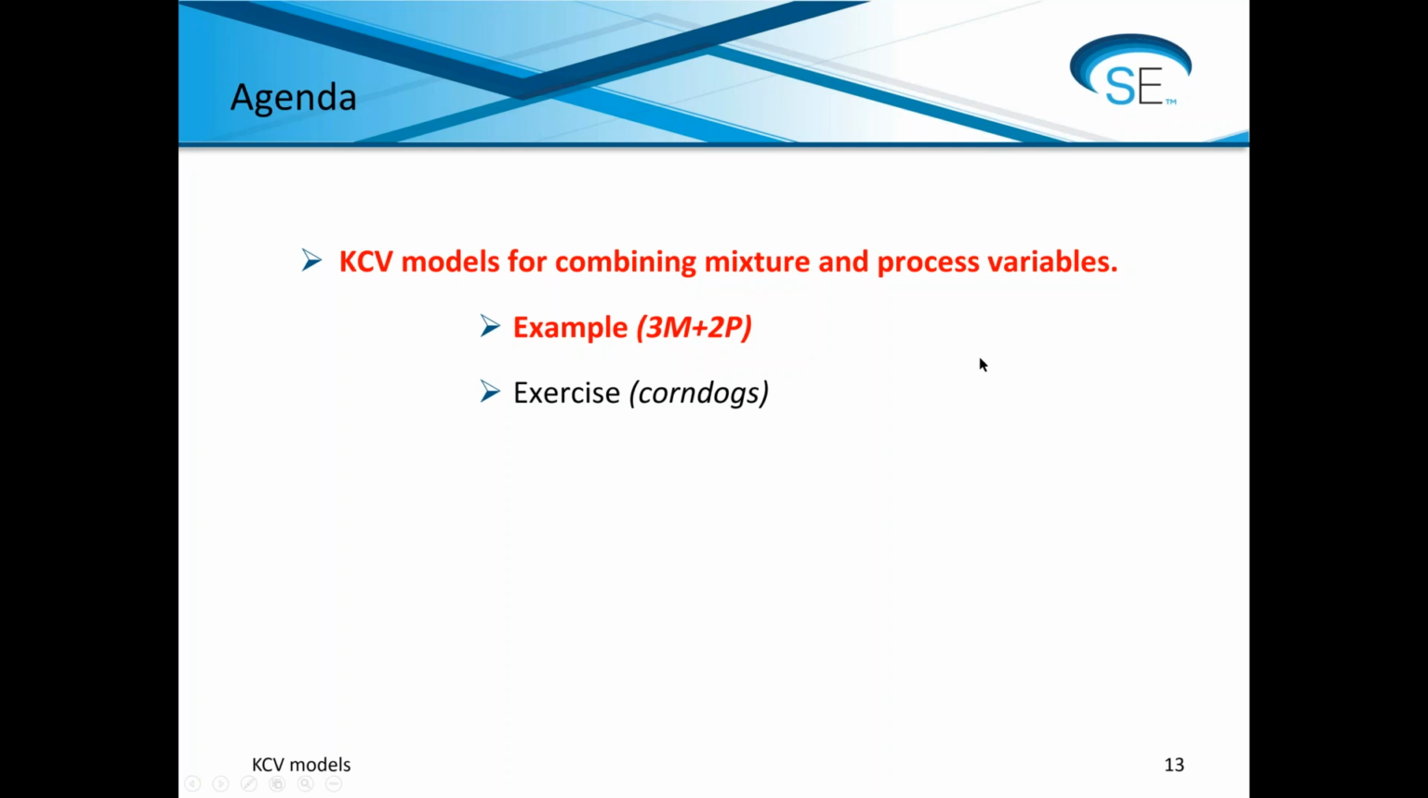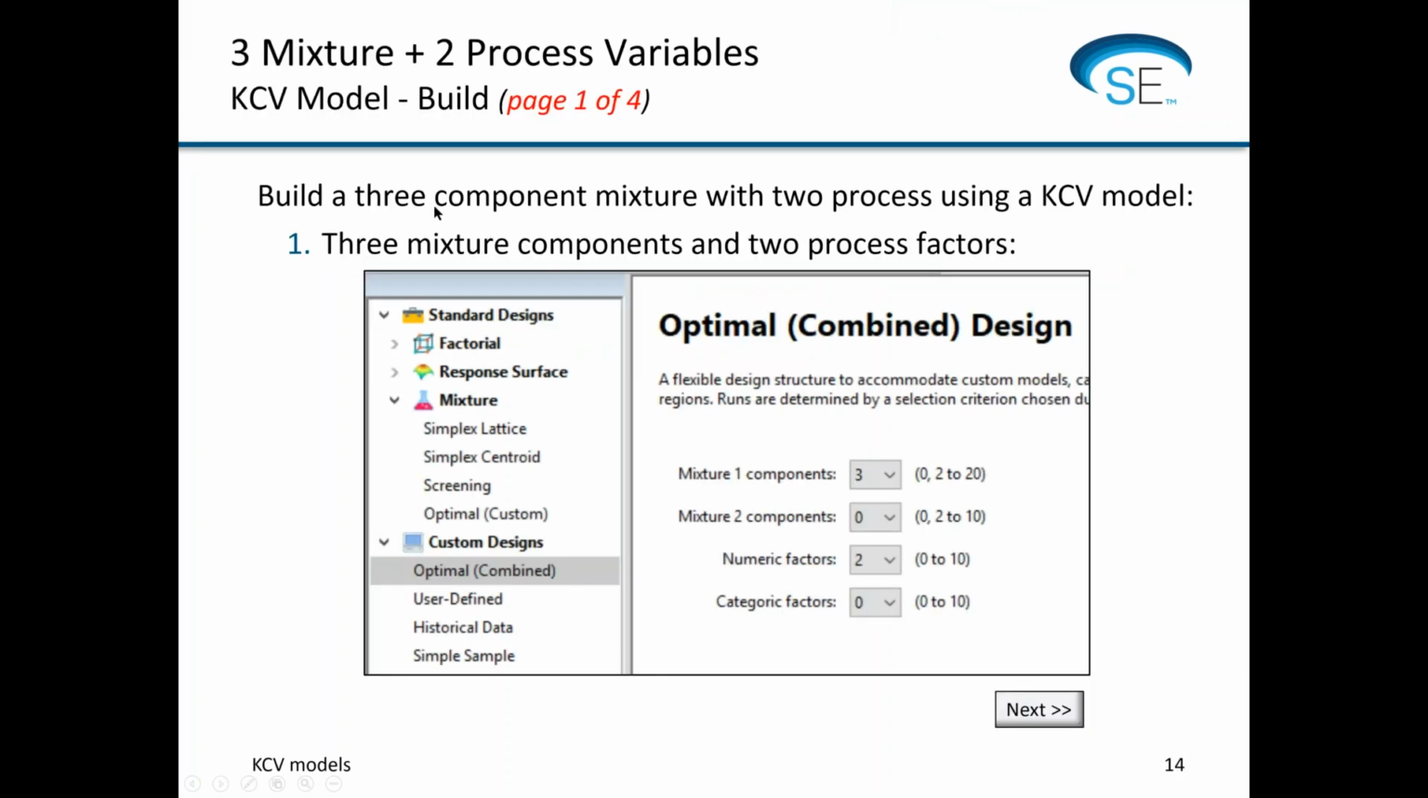Okay, so let's look at a simple, made-up example, where we're going to build a 3-mixture, 2-process variable design, and we're going to use a KCV model. I've taken some of this material from our training, so it's spelled out as do this step, because I just took it from the training, and normally the participants would be doing these exercises. You're just going to be looking at the exercises and imagine yourself doing them.